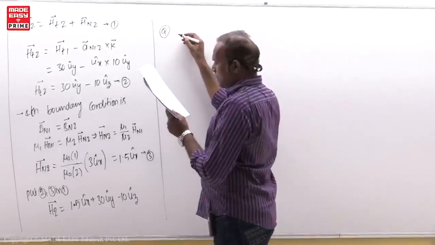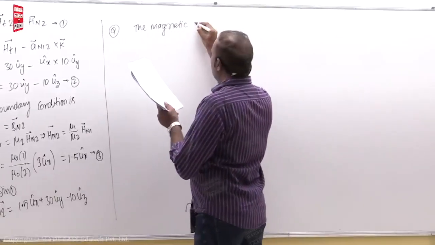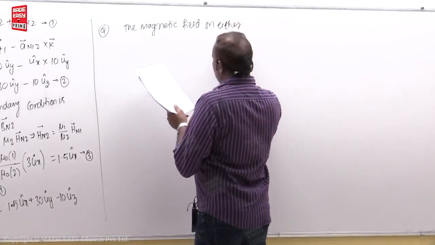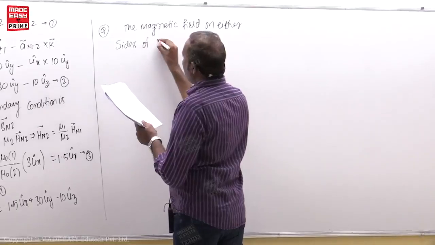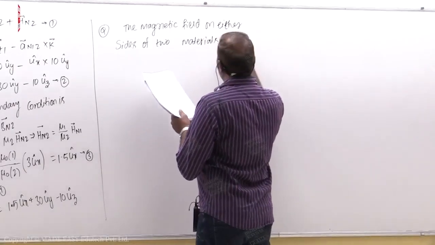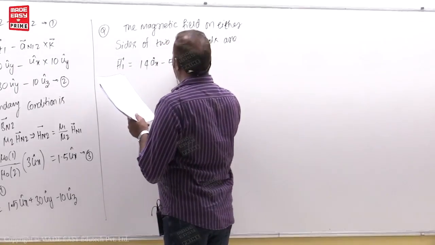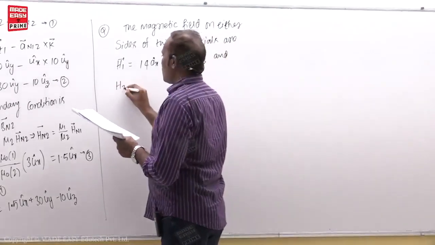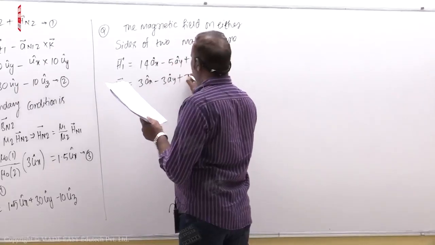Now next question. The magnetic field on either sides, on either sides means both sides, of two materials, two mediums, are h1 bar is equal to 14 ax cap minus 5 ay cap plus 21 az cap, and h2 bar is equal to 3 ax cap minus 3 ay cap plus 3 az cap.